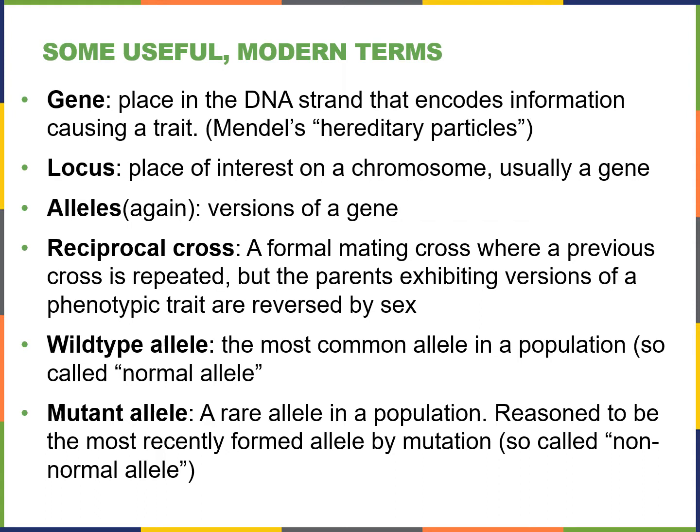The wild type allele versus the mutant allele. The wild type is going to be the most common allele. That's the one that's predominant in a population, so that's known as the normal allele. The mutant allele is the rare one. Mutants are rare. So these are the non-normal alleles.